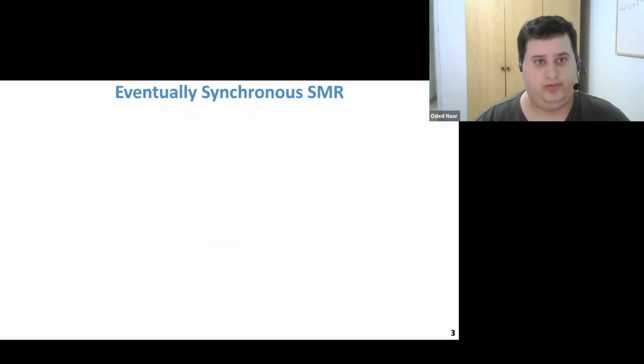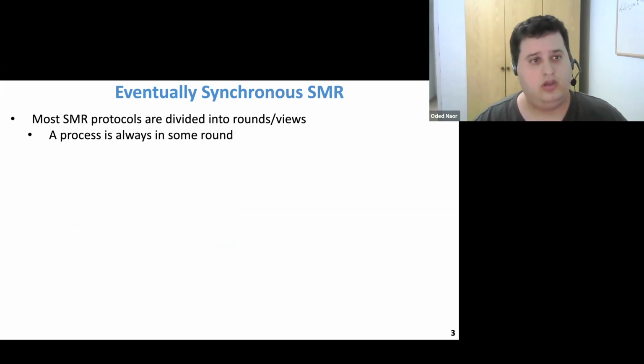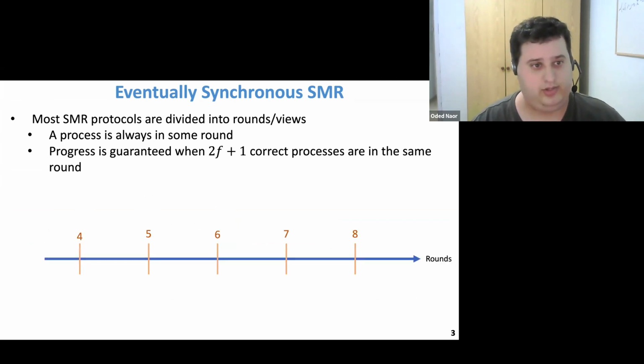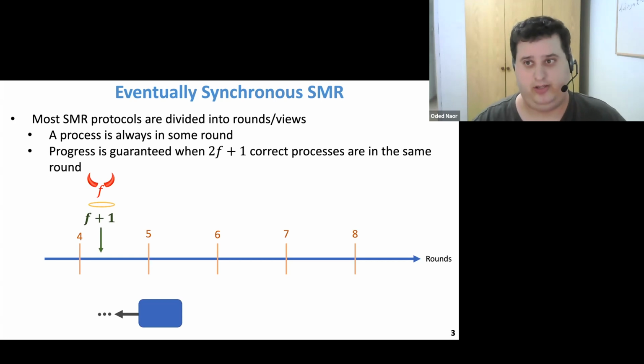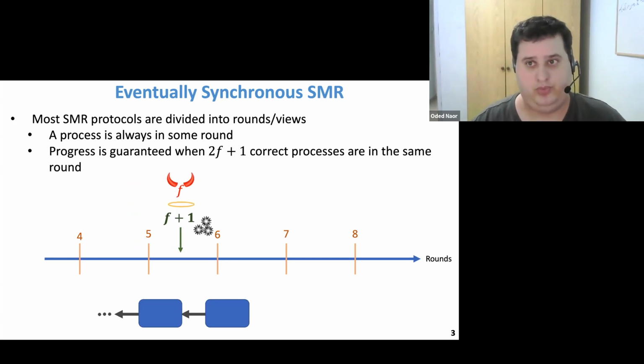So how do we use this round synchronization? If we look at an example, we know that most SMR protocols are divided into rounds or views, and a process is always in some round. Progress is guaranteed once 2f+1 correct processes are in the same round. The axis here represents the round number, and let's say that we use an SMR algorithm to maintain a blockchain. So we have f+1 correct processes in round 4, and let's say that f Byzantine processes are currently cooperating with them. Once we have 2f+1 processes which cooperate, they can run the SMR protocol and reach a decision, add a new block, and move to the next round. Again, run the consensus protocol, make a decision, add a new block, and move to the next round.